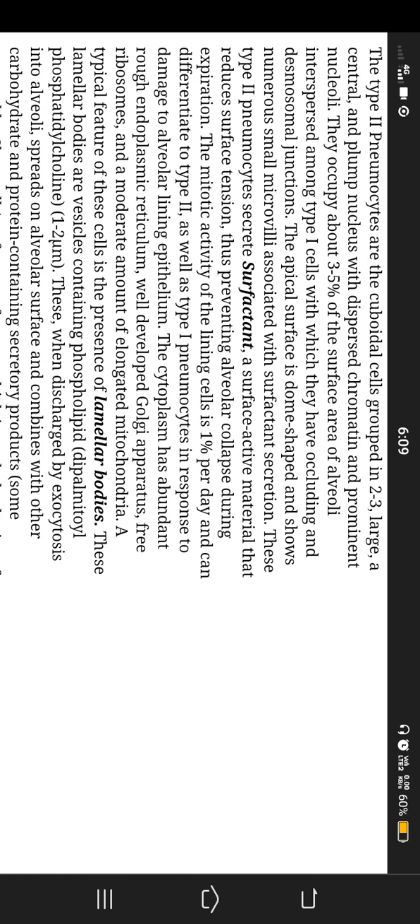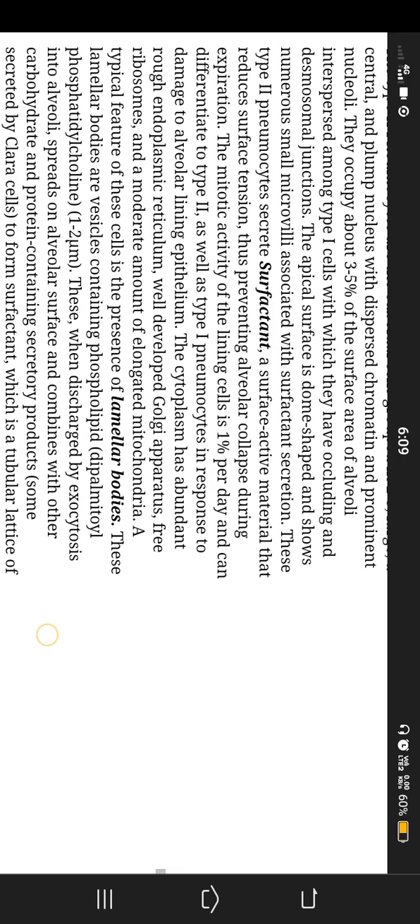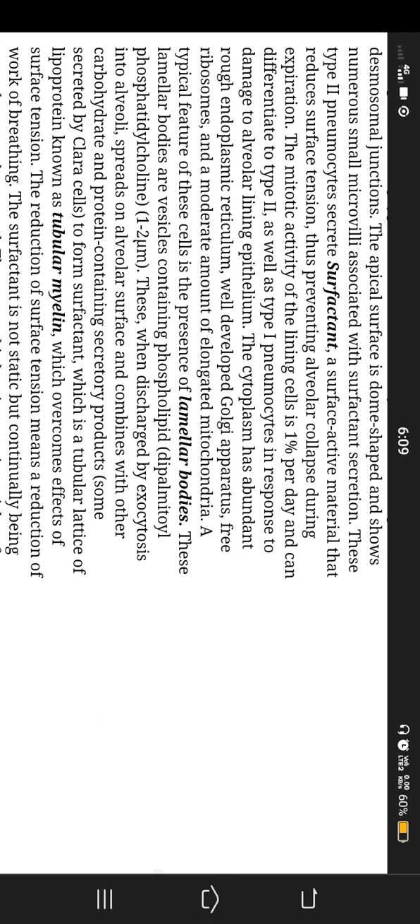The apical surface is dome-shaped and shows numerous small microvilli associated with surfactant secretion. These type 2 pneumocytes secrete surfactant, a surface active material that reduces surface tension, thus preventing alveolar collapse during expiration. The mitotic activity of the lining cells is 1% per day and they can differentiate to type 2 as well as type 1 pneumocytes in response to damage to the alveolar lining epithelium. The cytoplasm has an abundant rough endoplasmic reticulum, well-developed Golgi apparatus, free ribosomes, and a moderate amount of elongated mitochondria. A typical feature of these cells is the presence of lamellar bodies.